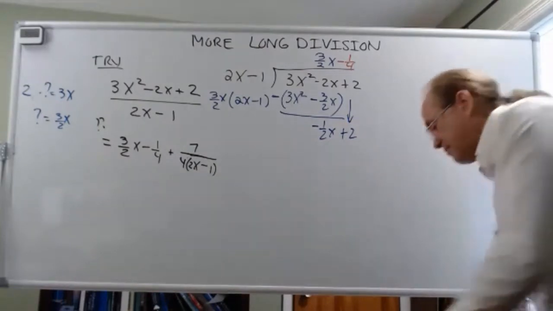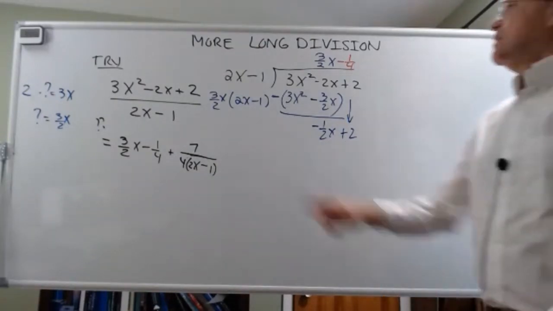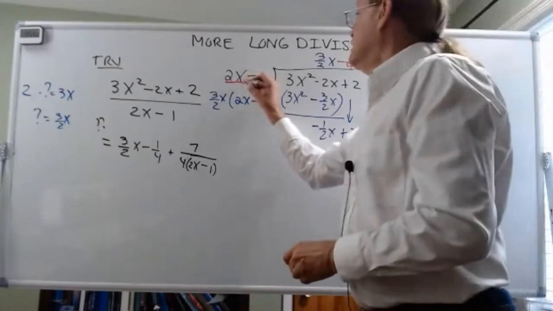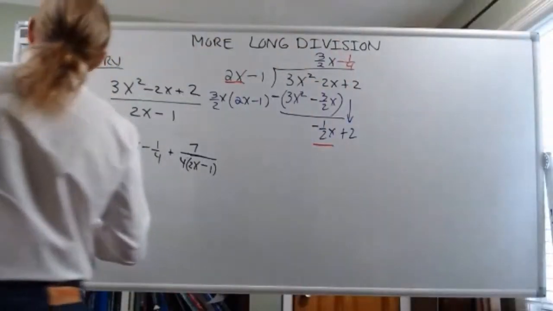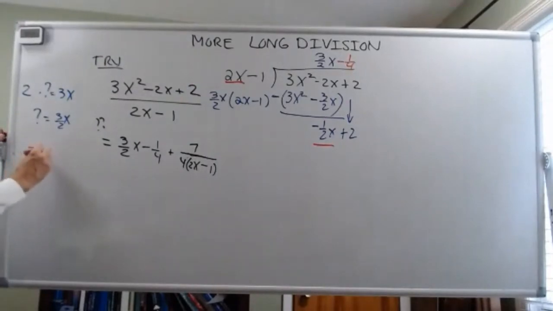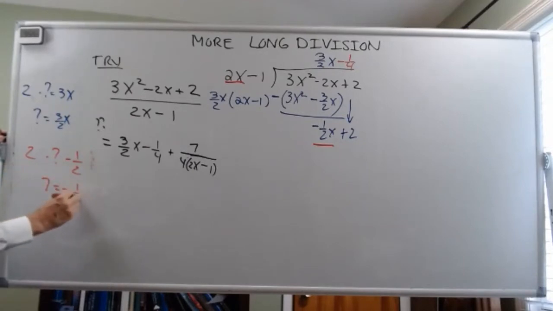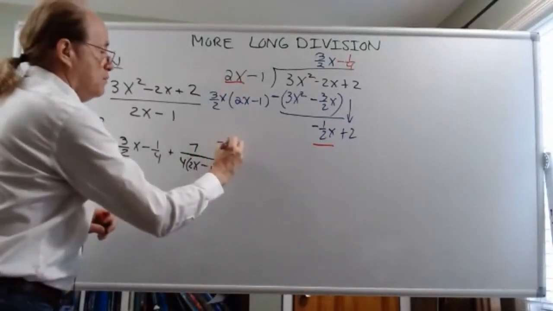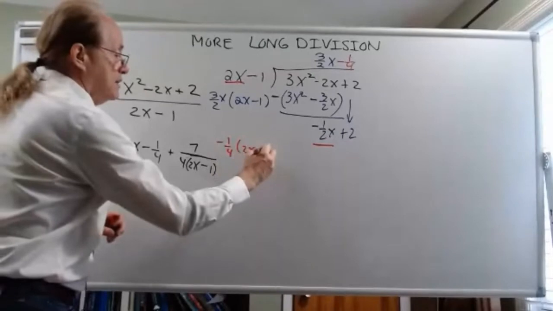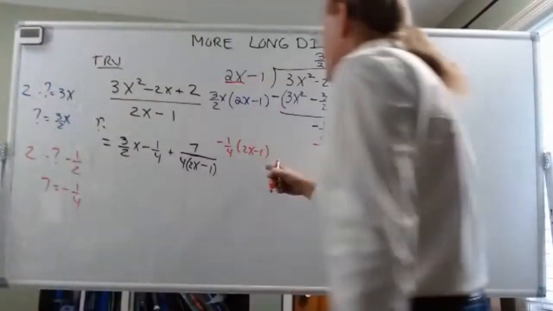And hopefully we're okay with that. Now I want to do the same thing with this negative 2x and that. I want that to be the same. So let's do that on the side. So 2x times what will give me a negative 1/2 x? Well, I can get rid of the x's. Divide both sides by 2, so that unknown is negative 1/4. So that's what I'm going to do. I'll multiply that expression by negative 1/4 times 2x minus 1. Well, that will give me what I want.